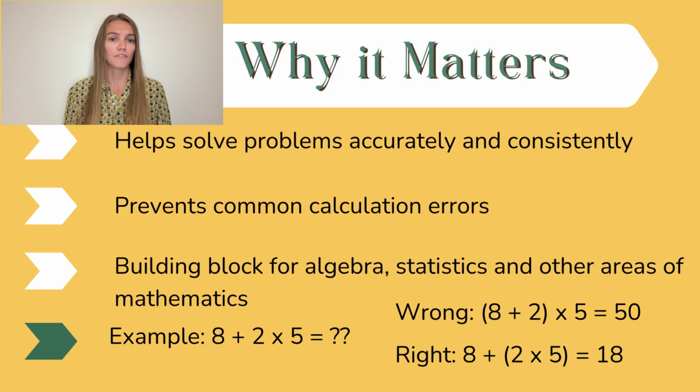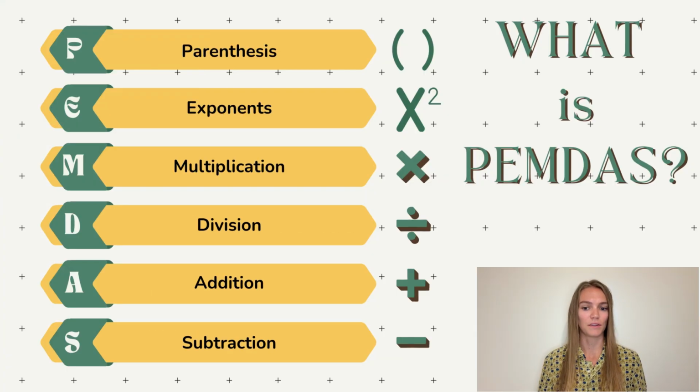Now, for example, if I take this operation, 8 plus 2 times 5, and I do not follow order of operations, I would add 8 plus 2, 10, and multiply by 5, 50. However, if I follow order of operations, 2 times 5 is 10, plus 8 is 18, I get the correct answer. So, what is PEMDAS?